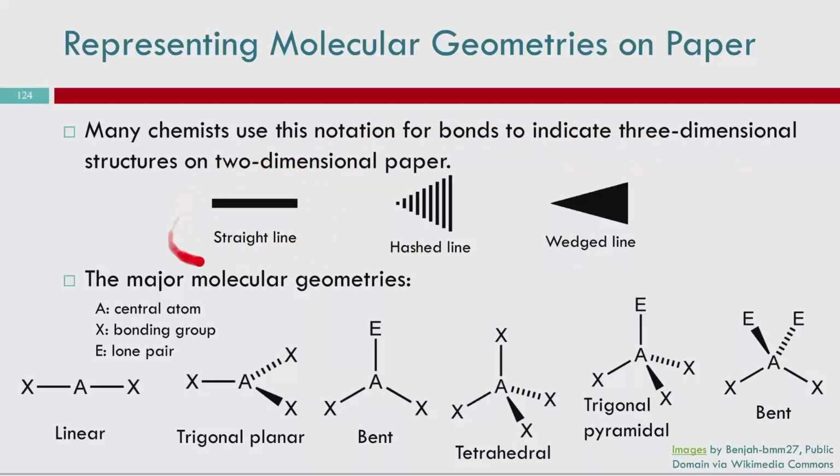We've got straight lines. These lines are all bonds, by the way. So the straight line is in the plane of the board. So it's flat on our paper, or it's flat on the screen. We also have a hashed line. And the hashed line means that it's going away from us.